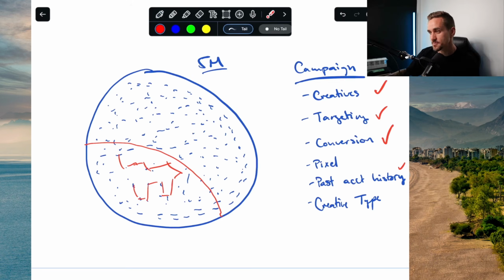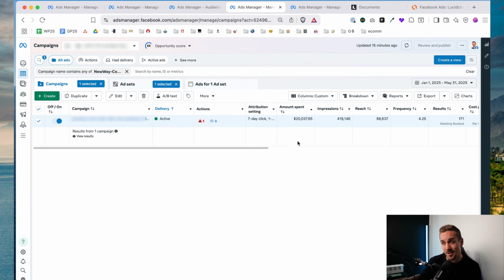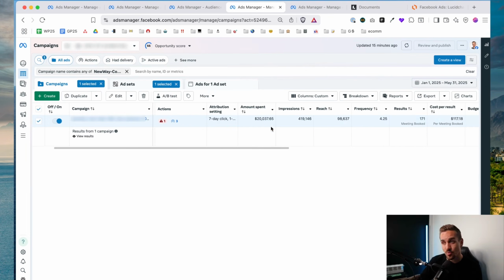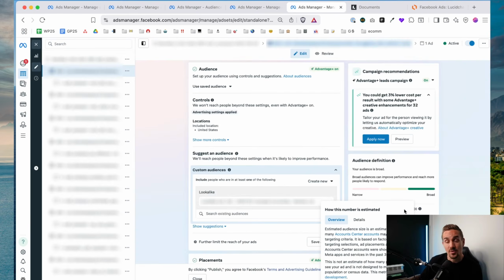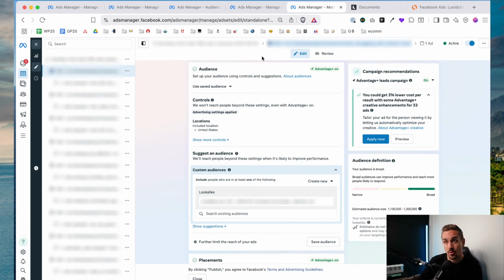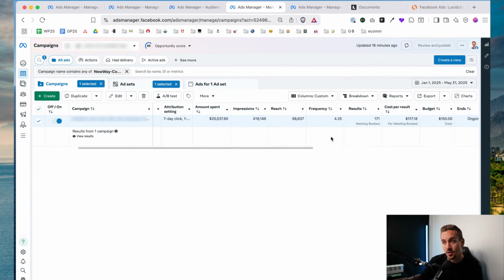Let me kind of back this up with some data. So here's a campaign that we've spent quite a bit of money on. You can see over the last couple of months, we spent $20,000 on this campaign. I can tell you when we look up inside of this ad set, we can see right here, this ad set automated size is 1.3 million. But when I come back over here and look at this, I can see even after I spent $20,000, my reach is about 98,000. And this frequency of 4.25 means I've shown my ads about 4 times to these 98,000 people over the last couple of months.